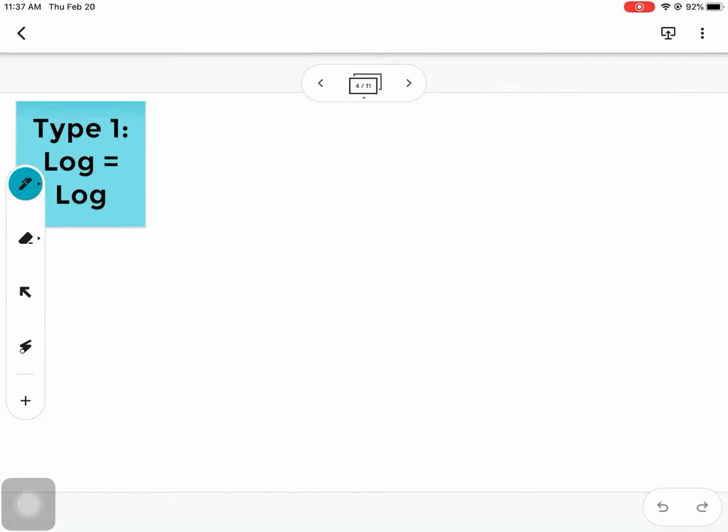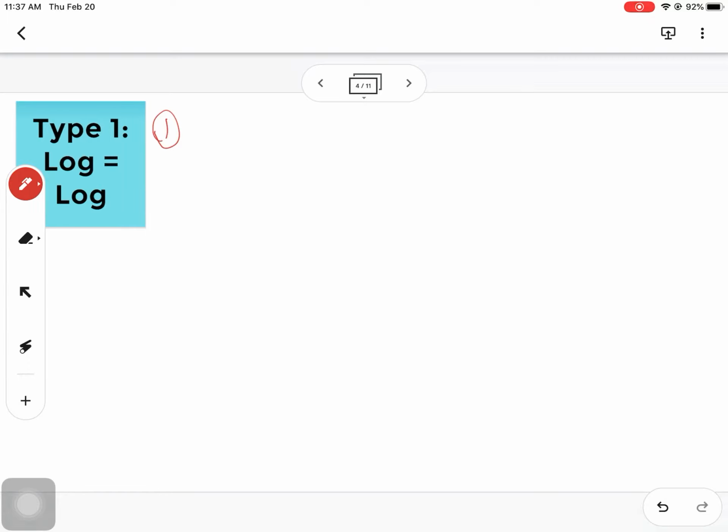As I referenced before, you're going to have primarily 2 different types for these. So I'm going to give you 2 different sets of steps. Your first type is when you have a log equals a log in your equation. And so primarily what you're going to see is you have a log on the left side and on the right side. And so that's when you know you're going to follow these steps.